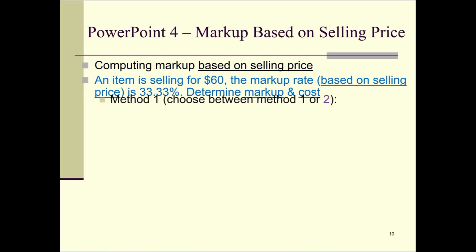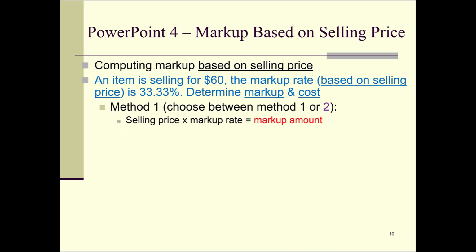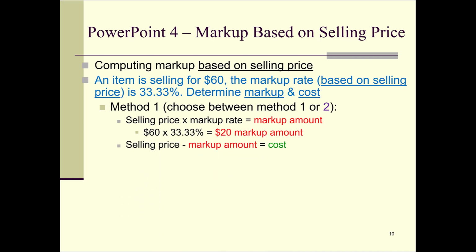Now we have a couple methods to choose from. Method 1, you take the selling price times the markup rate equals the markup amount. In this case, the selling price is $60, so we multiply that by 33 1/3%. That gives us a $20 markup amount. To calculate the cost, you take the selling price, $60, minus that $20 markup, and that gives us the cost. So $60 minus $20 gives us the $40 cost.